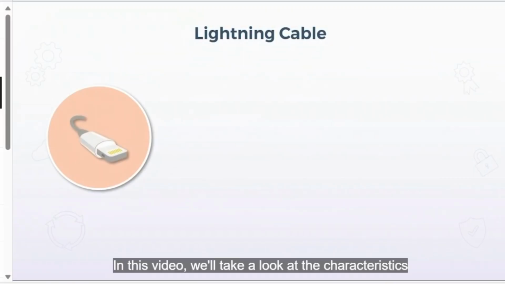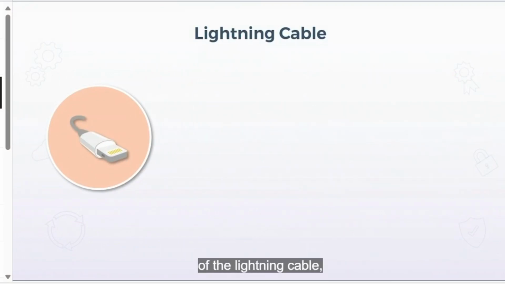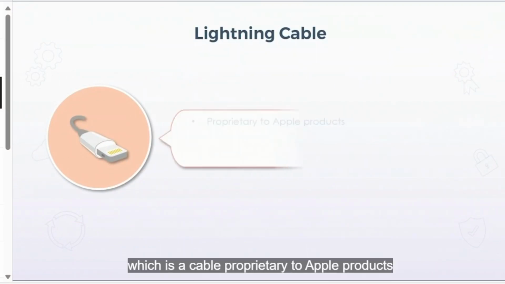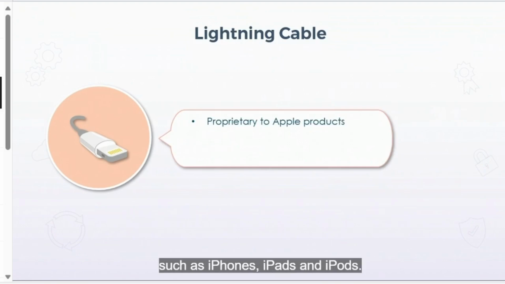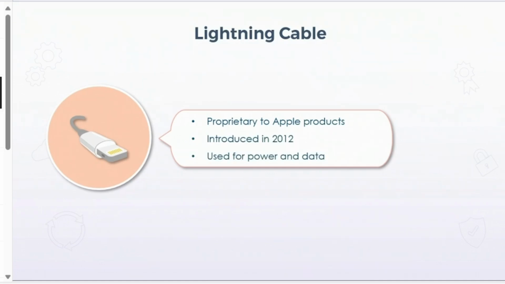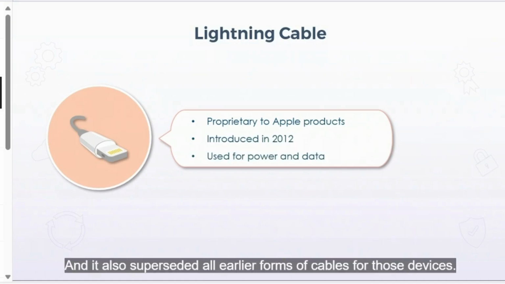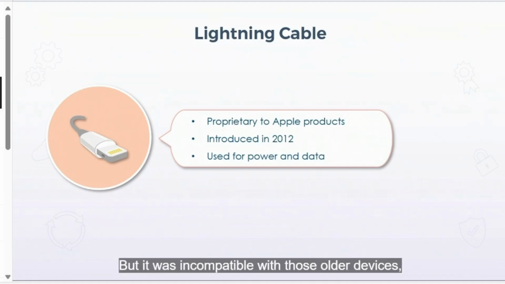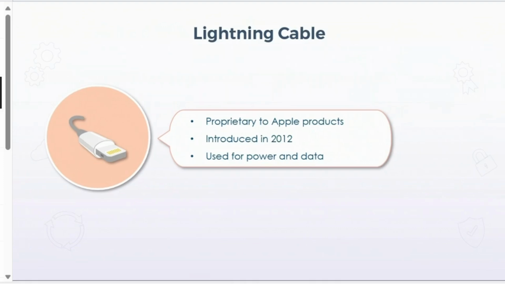In this video, we'll take a look at the characteristics of the Lightning cable, which is a cable proprietary to Apple products such as iPhones, iPads, and iPods. It was introduced in 2012 and is used for both charging and data transfer, and it also superseded all earlier forms of cables for those devices. But it was incompatible with those older devices, so there was no option to just swap out the cable.